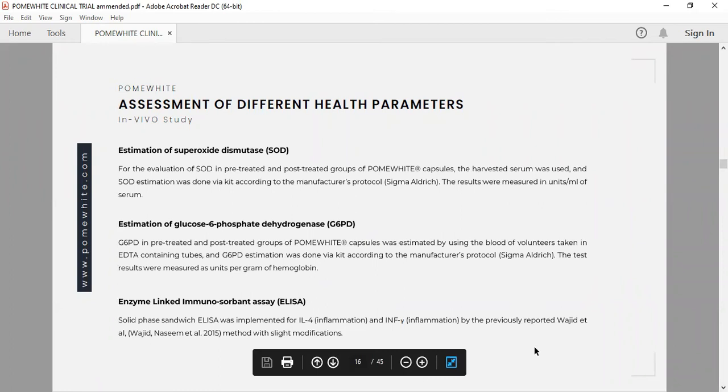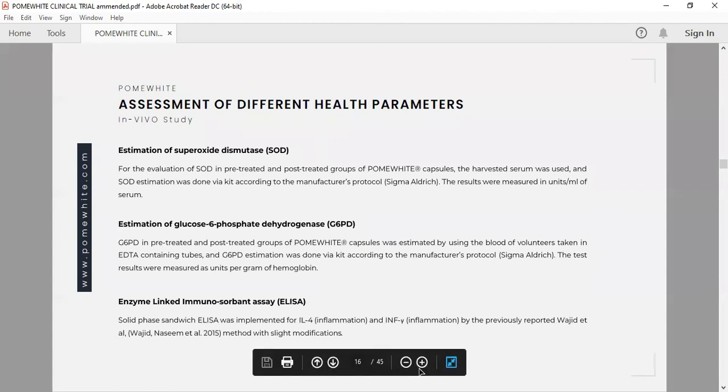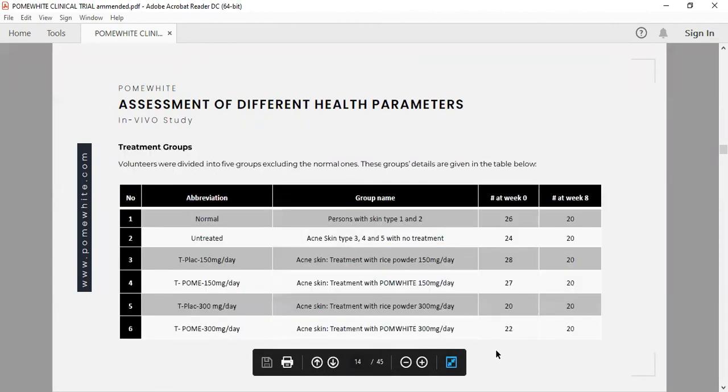Then a very important assay related to protein measurement is the enzyme linked immunosorbent assay. From this assay, with the help of a previously reported method by Roger et al., we check our IL-4 and interferon gamma inflammation markers, both of these, with the help of our ELISA system.